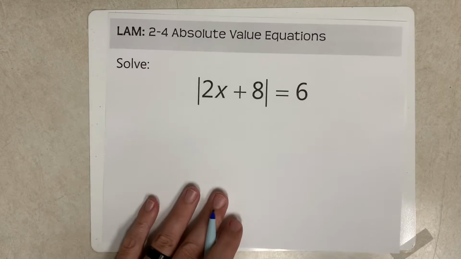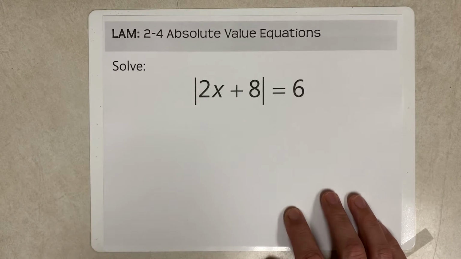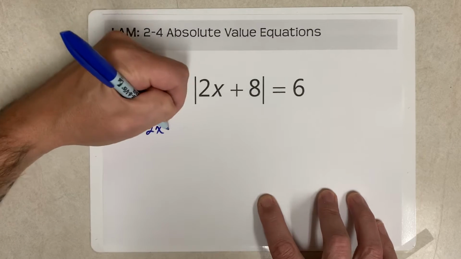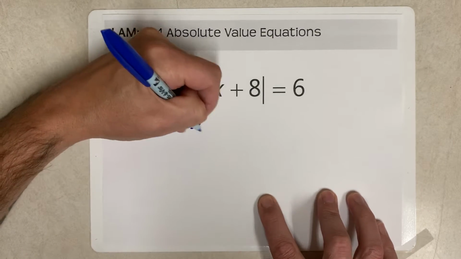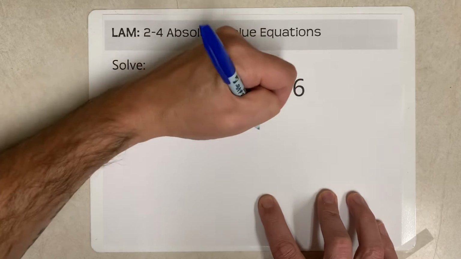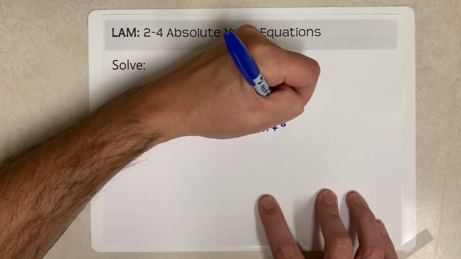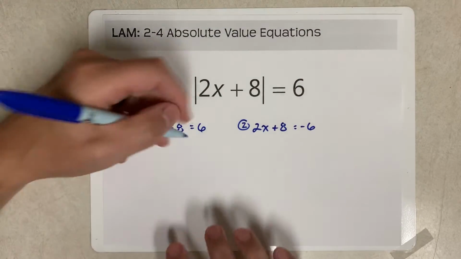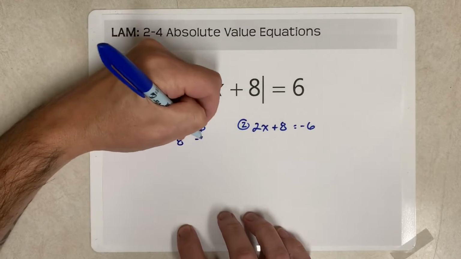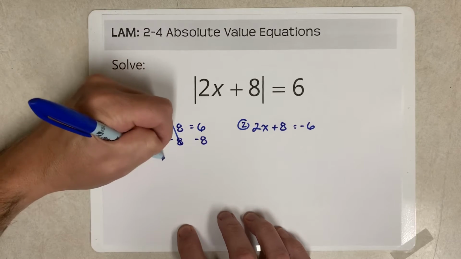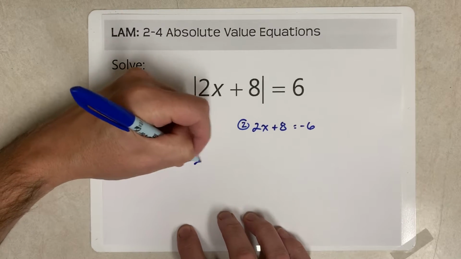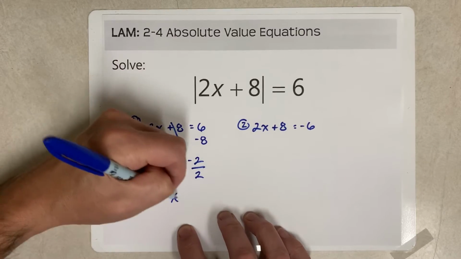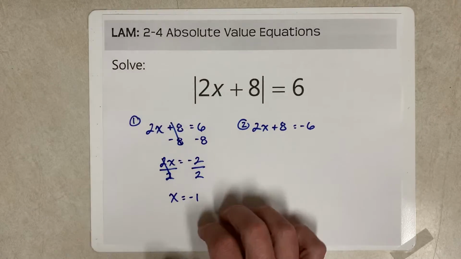Okay, this one, these are all the same here for now at least. Again, you're just going to remove the absolute value bars. 2x plus 8 equals 6. And the second one, 2x plus 8 equals negative 6. So you're going to watch me solve a bunch of two-step equations. Minus 8, bring down the 2x, equals negative 2, divide by 2, and x equals negative 1.